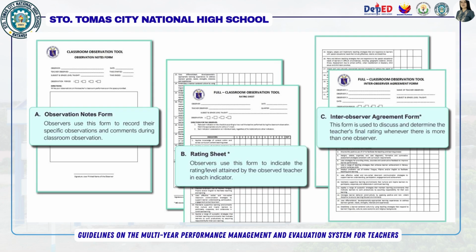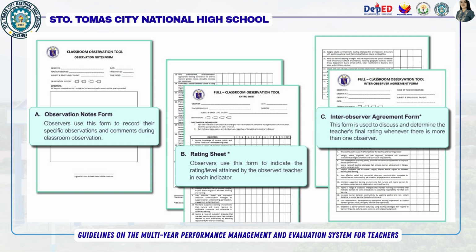First, we have the observation notes form. This is where the observer will record their specific, detailed, and objective observations and comments during the class. Think of this as the raw data. It captures exactly what happened in the classroom to support the final rating. Next is the rating sheet. This is the core of the evaluation. Observers use this form to actually indicate the rating level achieved by the teacher for each specific indicator. The rating should directly correspond to the evidence recorded in the notes form.